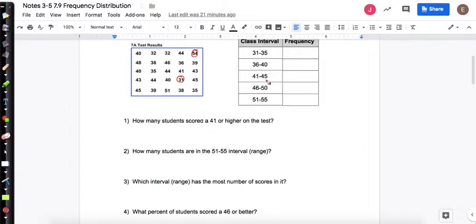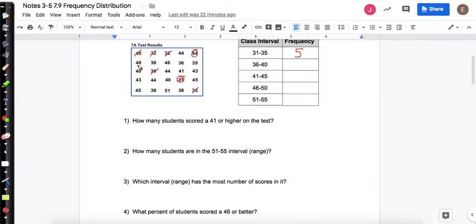So what we want to do is this interval is 31 to 35, so I have to count all the numbers between 31 and 35 and tell the frequency. So as I go through, I'm going to go through 1, 2, nothing, 3, 4, and 5. So there are 5 numbers between 31 and 35. So I cross those out. Now I'm going to look for 36 to 40, so I'm going to go through, and anytime I see a number between 36 and 40, I'm going to cross it out.